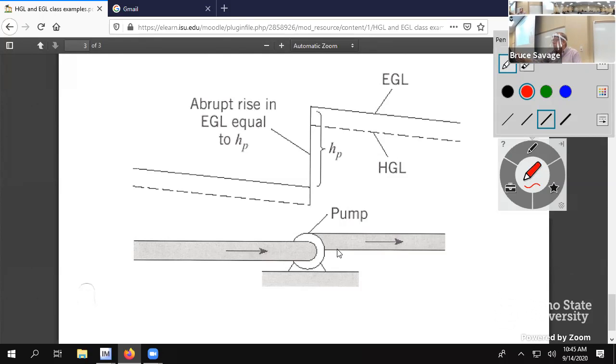Okay, so here we go. We add in the head of the pump, both the HGL and the EGL go up, and then they continue on their merry way if the pipe size is the same. So that's why the slope of these four lines are the same, because the pipe size stays the same.